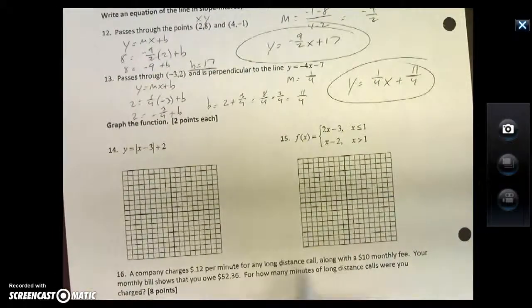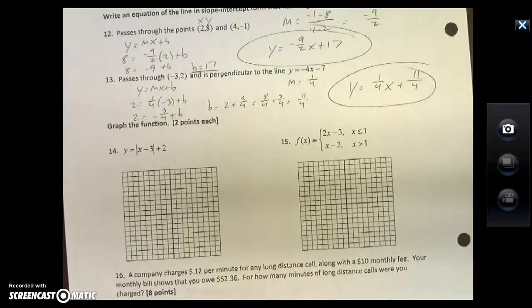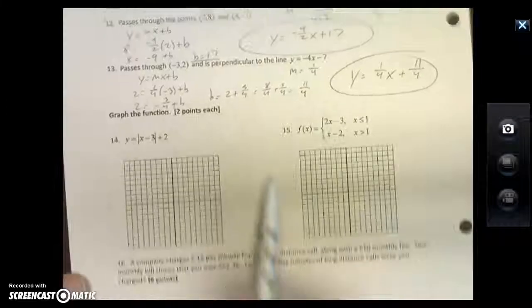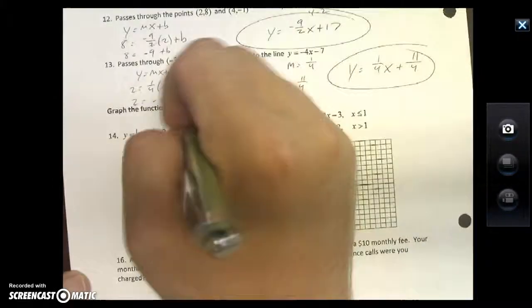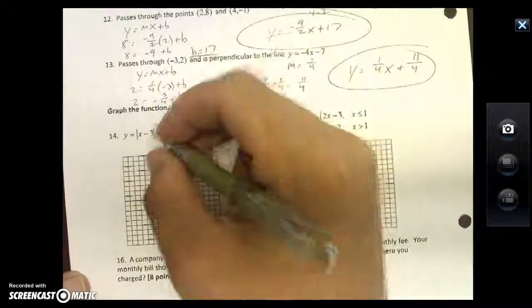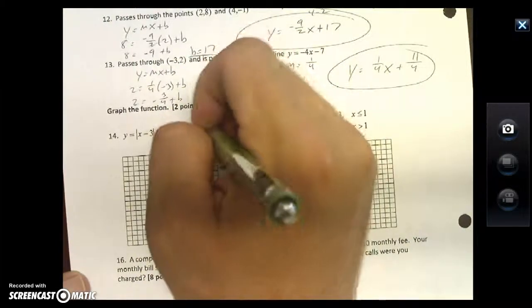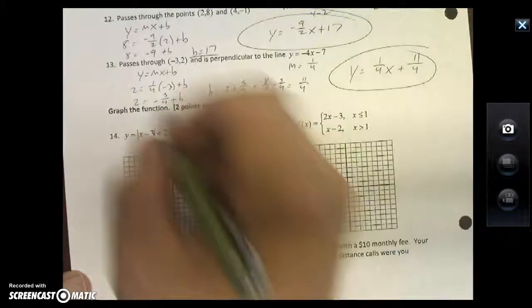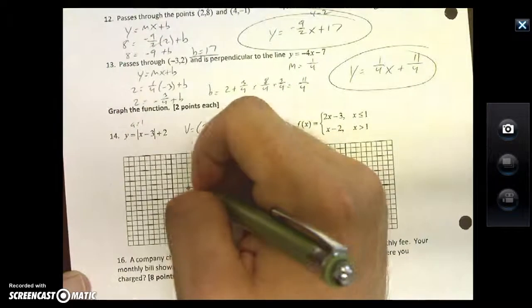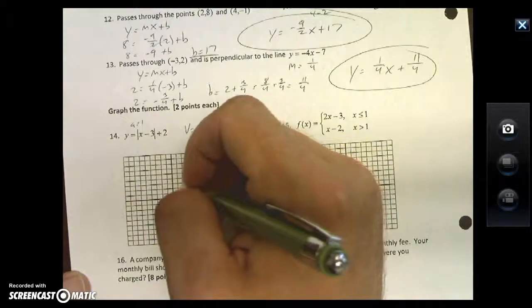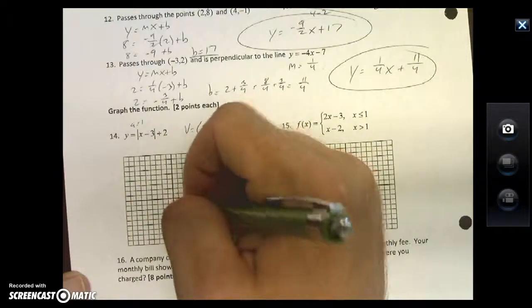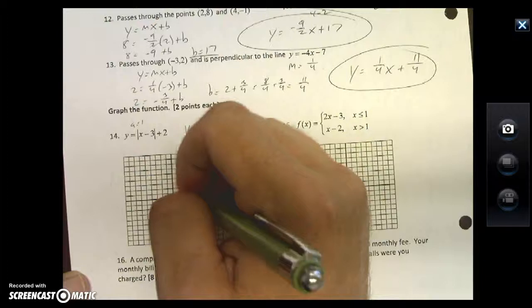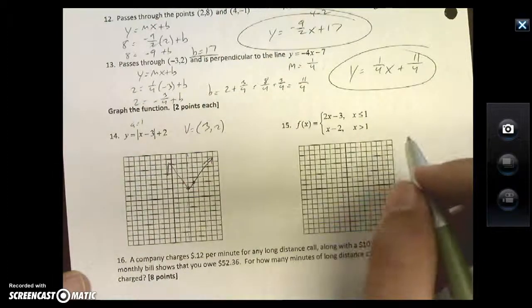Alright. Number 14, number 15, okay? Y equals absolute value of x minus 3 plus 2. Vertex, that's doing absolute value. Opposite on the inside, same on the outside, 3, 2. So, boom. The A is 1, up 1 over 1. Flip it across your line of symmetry. Draw it out if you have to. There's your absolute value graph.